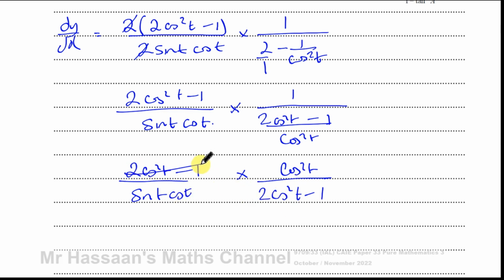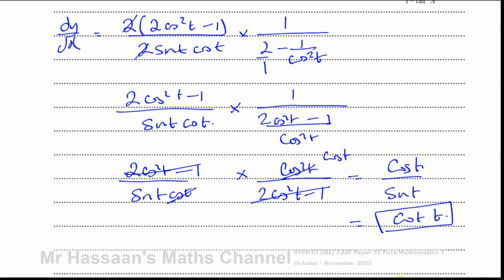And now we see these are the same. Right? And you've got cosine t, and one of the cosine squared t's cancel out. So we're left with cosine t over sine t. And that gives us cot t. Okay, that's our final answer, cotangent t.